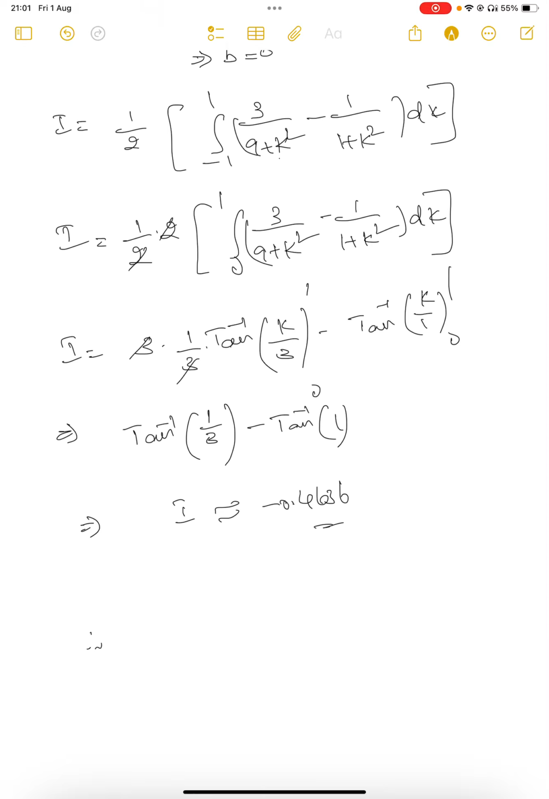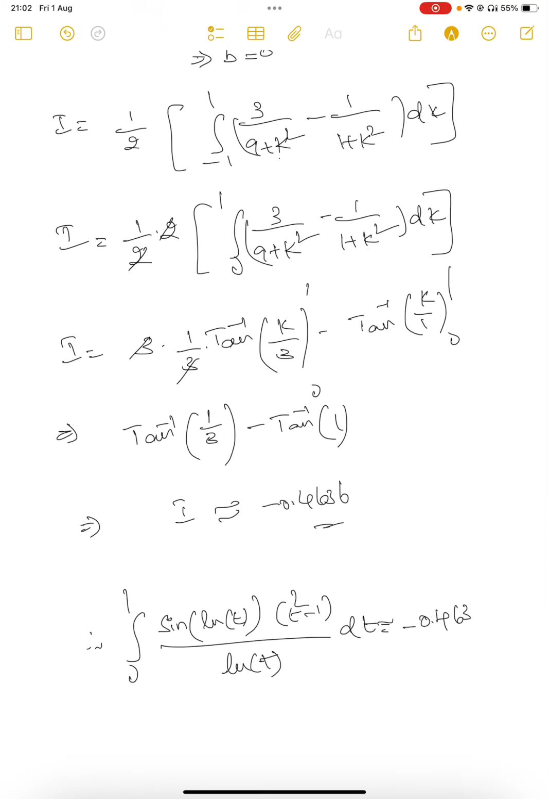That is, the integral from 0 to 1 of sine of ln t into (t squared minus 1) by ln t dt equals nearly minus 0.4636.